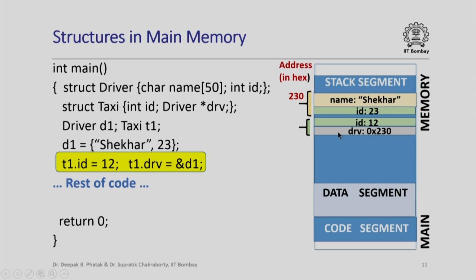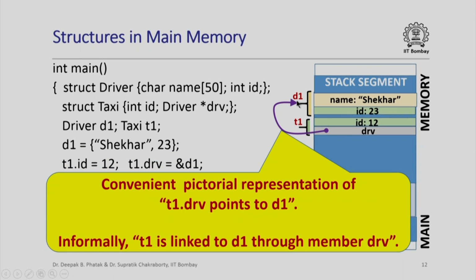So basically this member is pointing to this variable. Such a relation, where a member of one variable or object points to another variable or object, can also be very conveniently pictorially represented in this manner. We simply draw an arrow from the member of the first object to the second object that it is pointing to, and we informally say that T1 is linked to D1 through the member DRV.